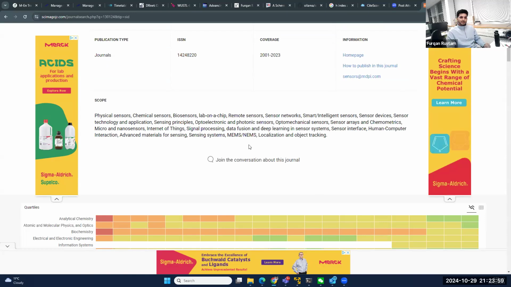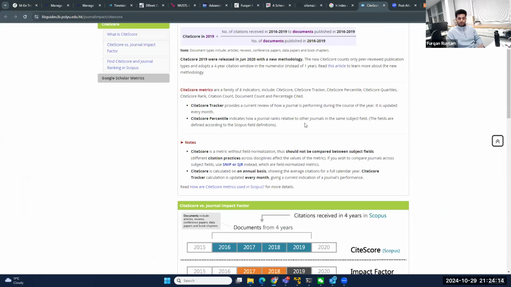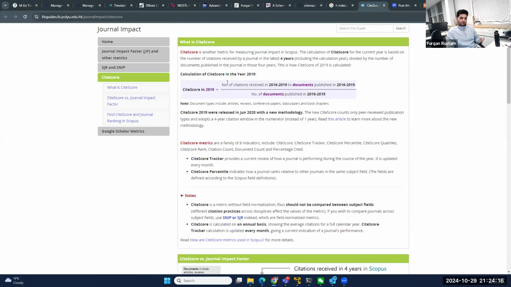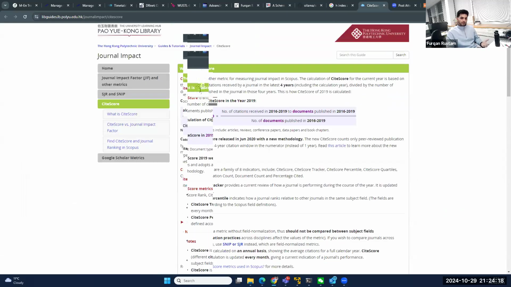And then the second thing is the impact factor. Impact factor also tells you about the quality of that journal. Let me show you how the impact factor and CiteScore are calculated. First of all, there are two things: CiteScore and impact factor.